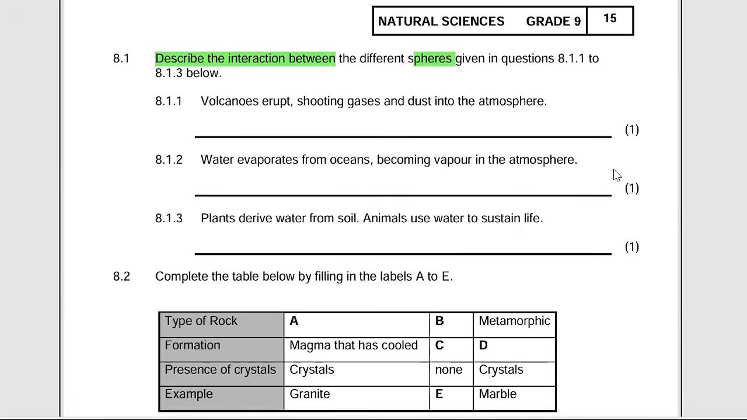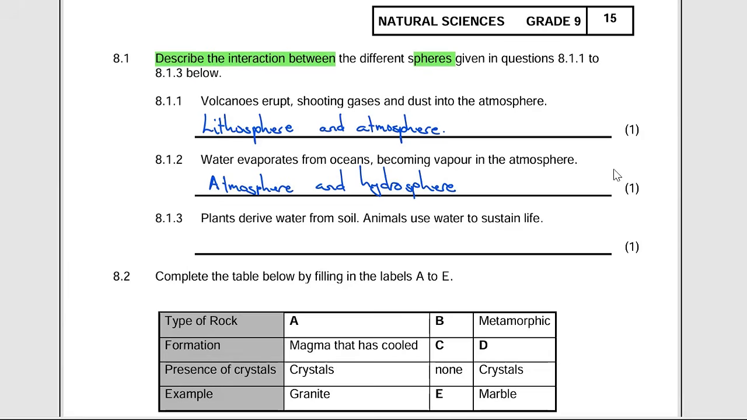Here it means we are going to have a lithosphere interacts with the atmosphere, right? So this is the interaction that we're having there. Then here, water evaporates from ocean, becoming vapor in the atmosphere. So in terms of this here, we're going to have the atmosphere and hydrosphere, like that.